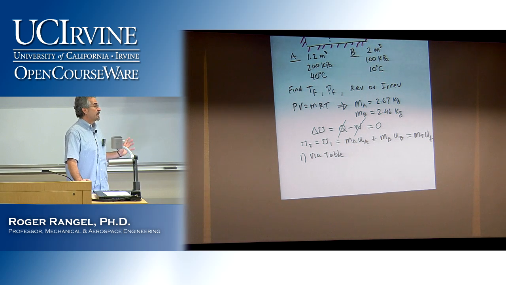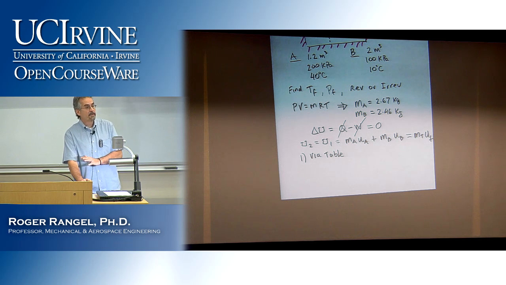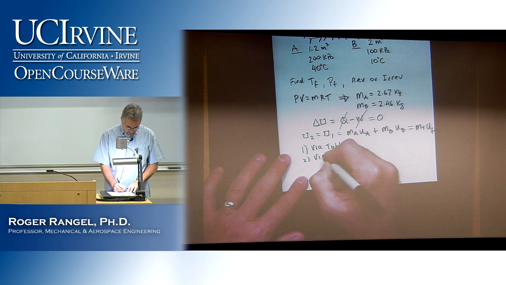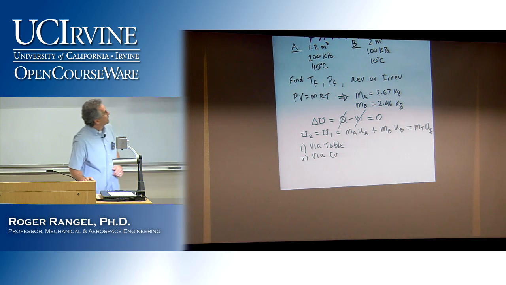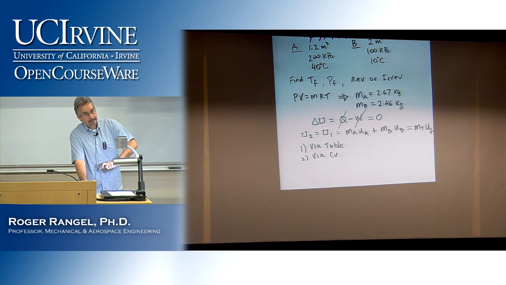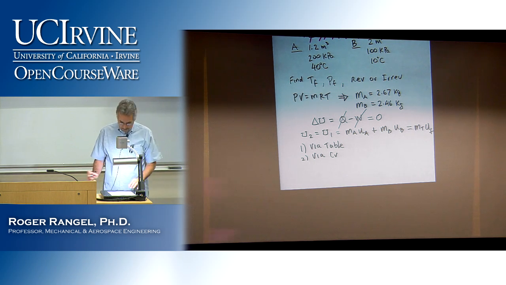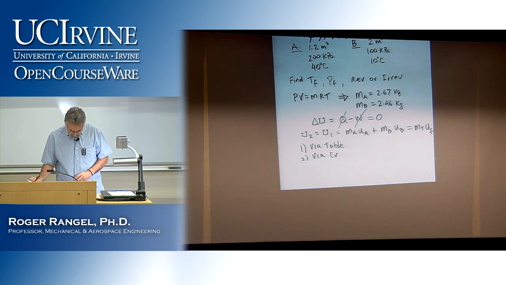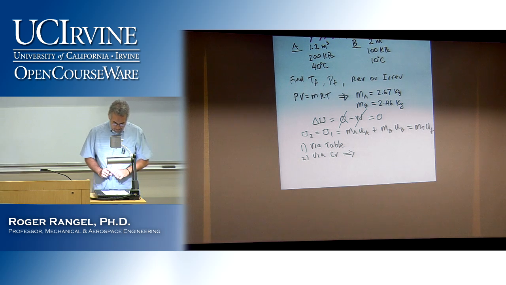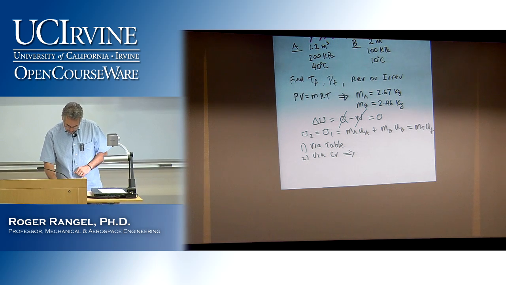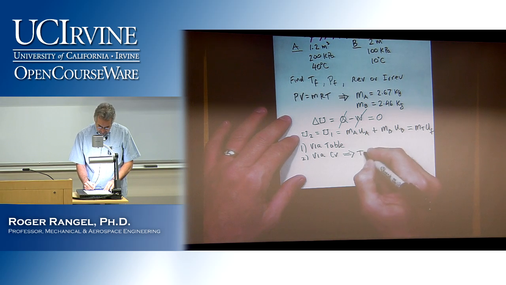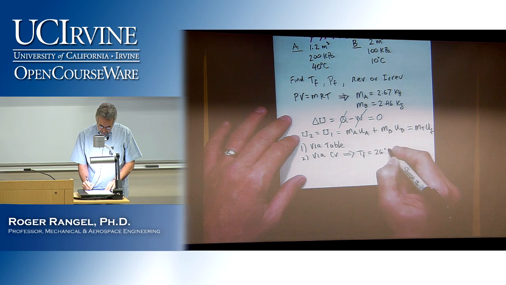Or I can do it via C sub V. If I have the C sub V, which was the case in the exam, C sub V was given, I can just replace the delta U's with C sub V delta T's, and I can also get the temperature that way. So you can do that. I did it this way, via C sub V, and I got a T final of 26 Celsius. Right?